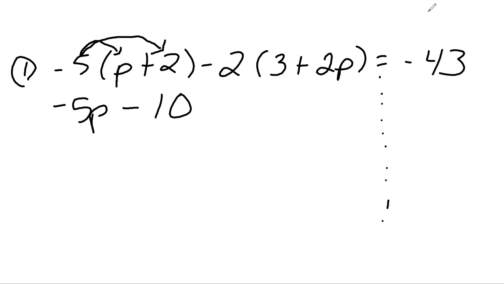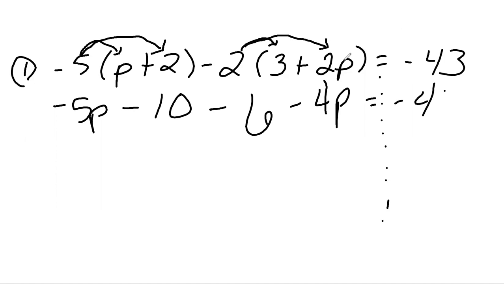minus 10. Then I have -2 times. See, it's outside the parentheses again. So we're going to take -2 times 3 and -2 times 2p. So I've got -2 times 3, which gives me -6. -2 times +2p is -4p. And that equals -43. So the first thing I did was the parentheses, which is distributing.